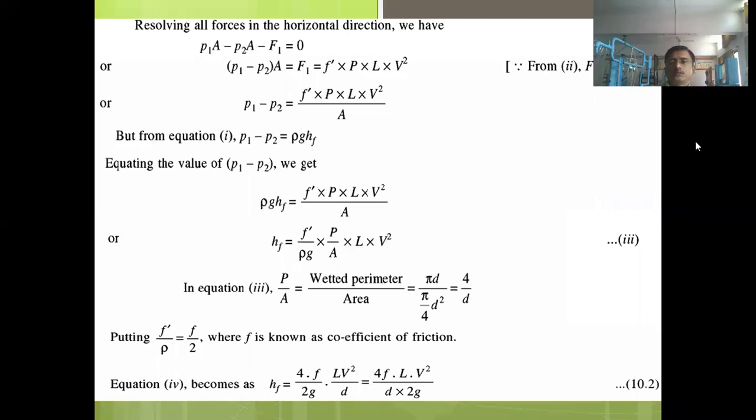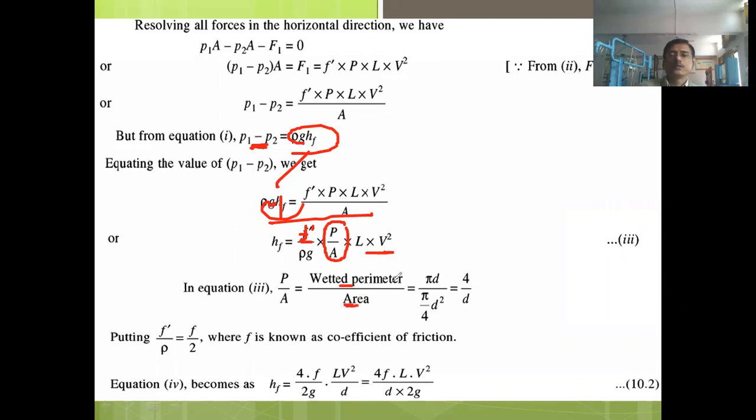Okay. You can see here, instead of this P1 minus P2, I have put there rho Z HF. So I have put here rho Z HF is equal to F dash P L V square upon A. Understood? Then take this rho Z on this side. So we can write here HF is equal to F dash upon rho Z into P upon A into L into V square.